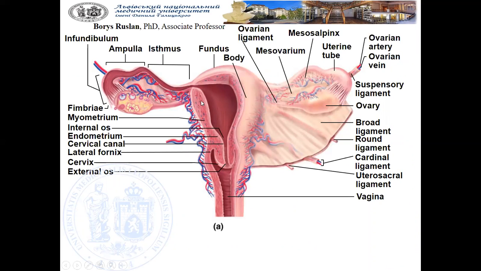So in this picture you can see the uterus pretty well, right? Uterus, the cervix of the uterus, and vagina. This one is the fallopian tubes and fimbriae, ovarium.